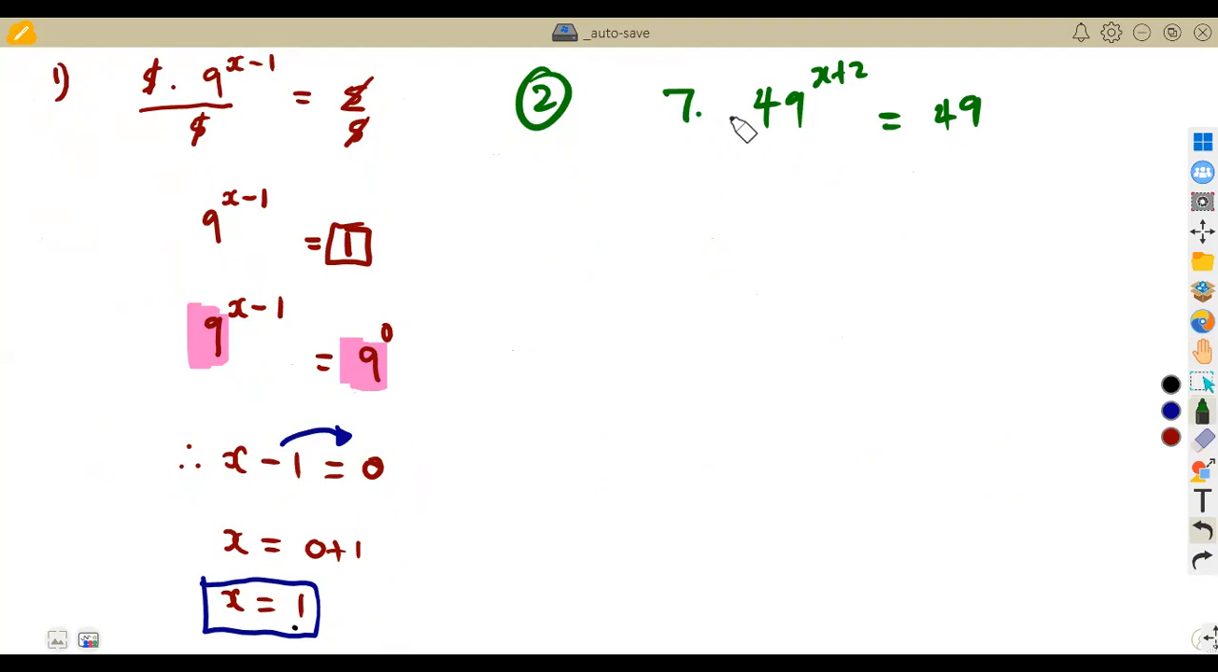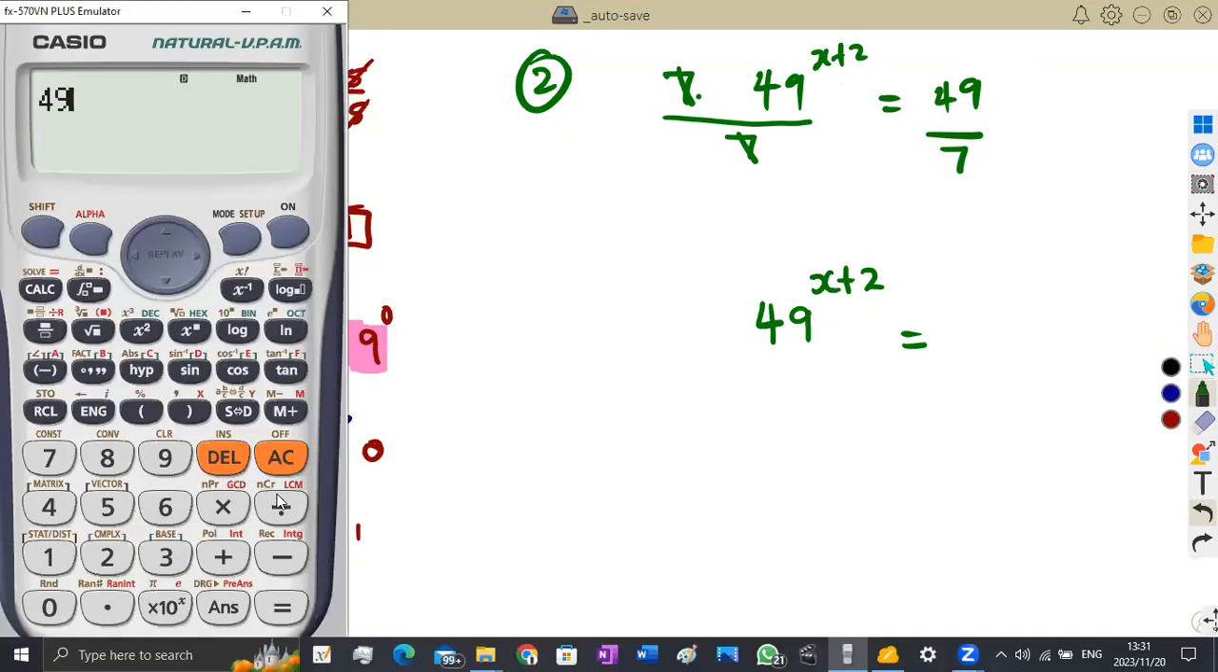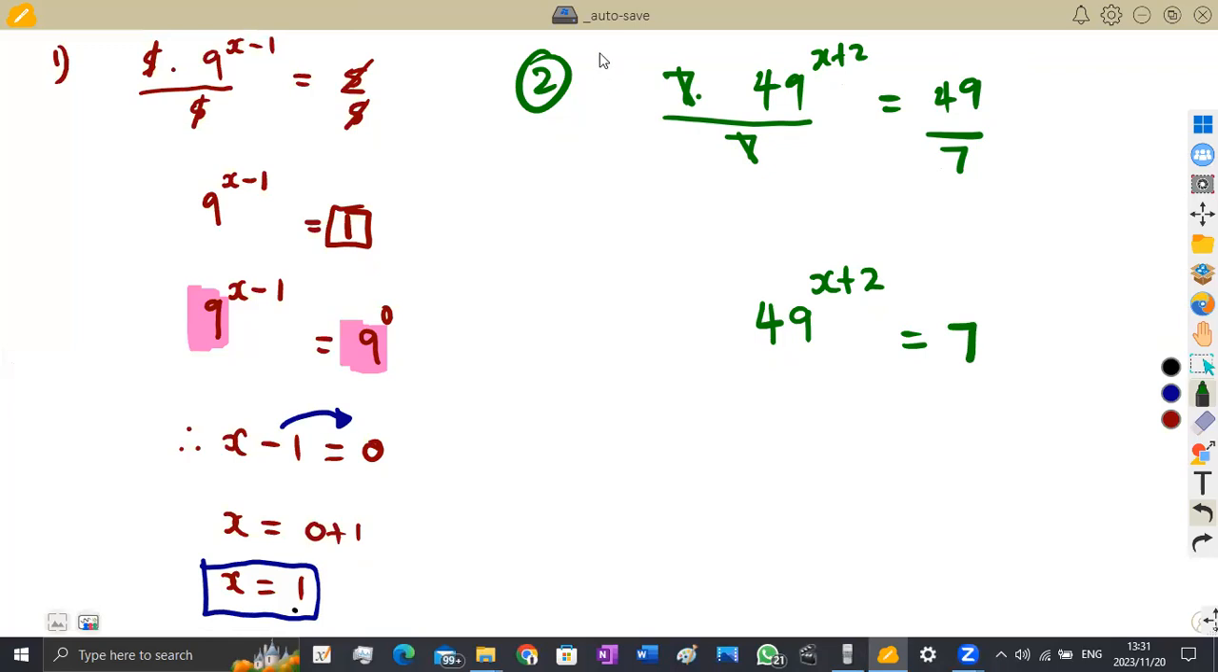So what are we going to do with this one? We are going to divide by that 7. So you're going to divide by 7 here. So this cancels. So you're going to have 49 to the exponent of x plus 2, which is equal to, if you divide 49 by 7, that's a 7. You can also do that on your calculator. Like I said, your calculator is the only best friend in the exam that you can trust, okay? So divide by 7 here, you're going to get a 7. So this is a 7 on this side.